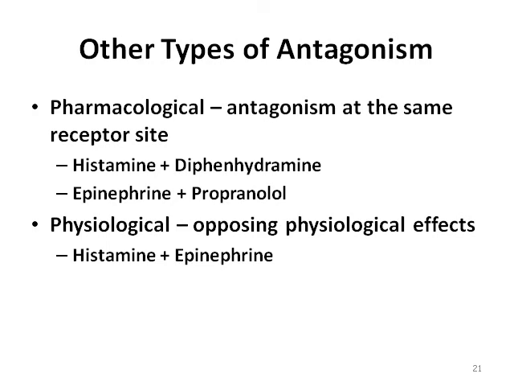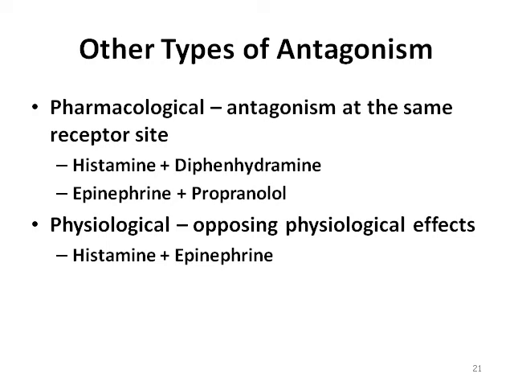Now some other types of antagonism we need to mention are depicted in slide 21. Pharmacological antagonist is what I've been talking about, and that's where the agonist and the antagonist are interacting at the same receptor. Let me give you a couple of examples here. Histamine binds to the histamine receptor. Diphenhydramine, which is Benadryl, will basically block histamine binding to the receptor. Epinephrine binds to the beta receptor. Propranolol blocks the beta receptor. So with a pharmacological antagonism, what you have is an interaction at the same receptor site.